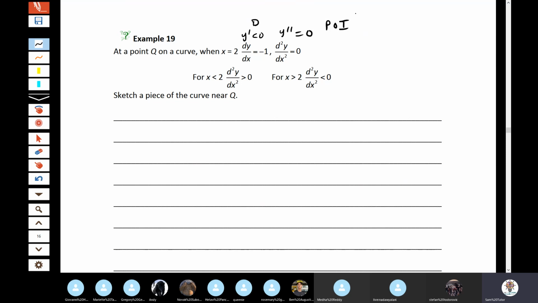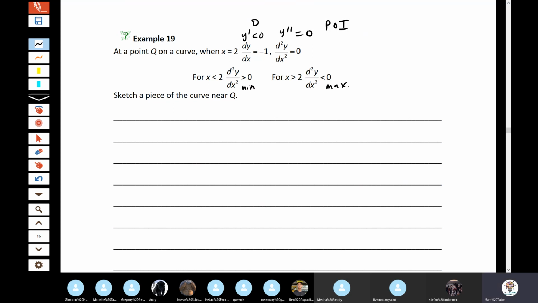All good so far? Again, for x less than 2, it says y double dash greater than 0. What does that mean? Incorrect. Opposite of your head. Whatever your head's thinking, if it's bigger than 0, you think max, do the opposite. Min. Less than 0, max.